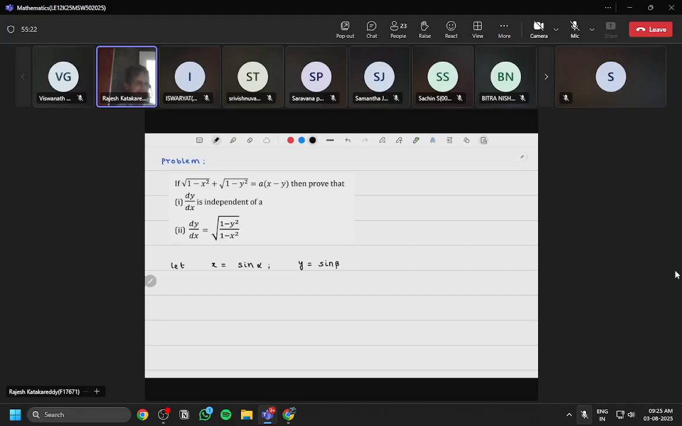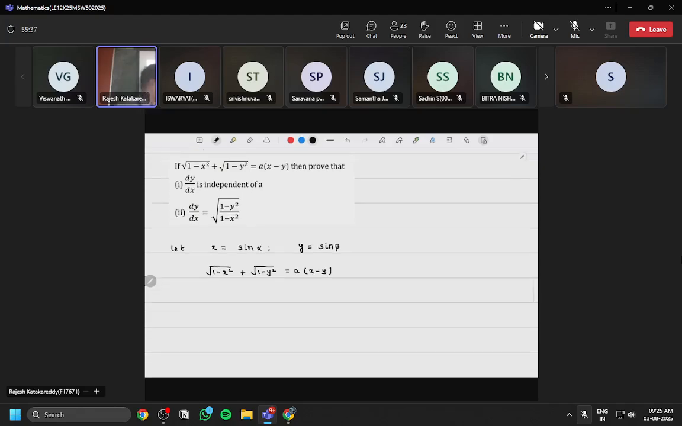Square root 1 minus x square plus square root 1 minus y square is equals to a into x minus y. So if I substitute here, root 1 minus x square, that is 1 minus sine square alpha, modulus cos alpha I should write, but they didn't give any limit or something. I'll just write cos alpha. Plus, next it will be cos beta is equals a into sin alpha minus sin beta.